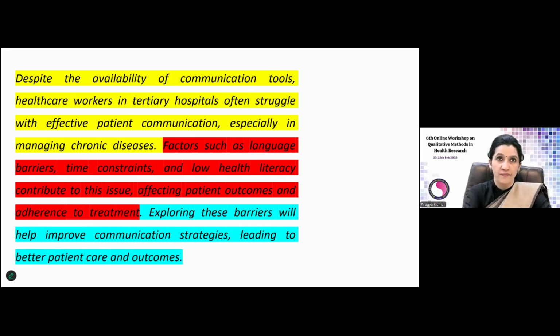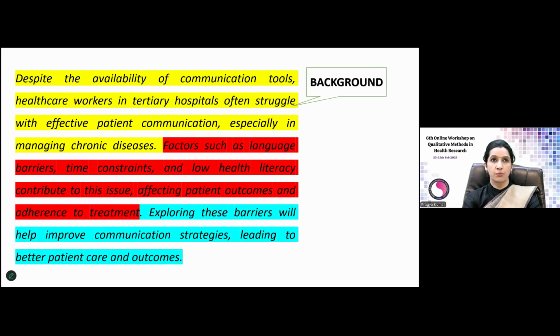Thank you, Dr. Ajay. So you can see here that the yellow highlighted part is where the researcher is trying to give you the background. The background is telling that there are communication tools, but still healthcare workers struggle with effective patient communication, because follow-up is not that good, and they leave medications in between, and they again land up with stroke or some other problem. So with this background, he's starting with the problem.